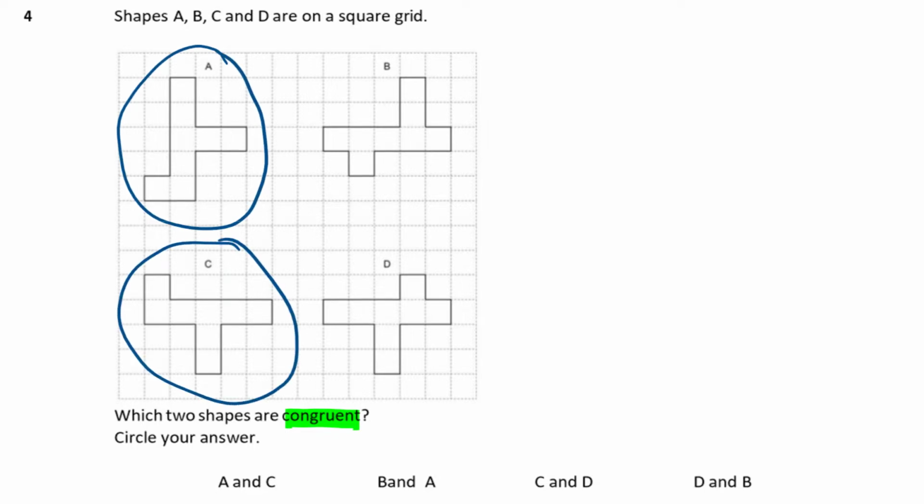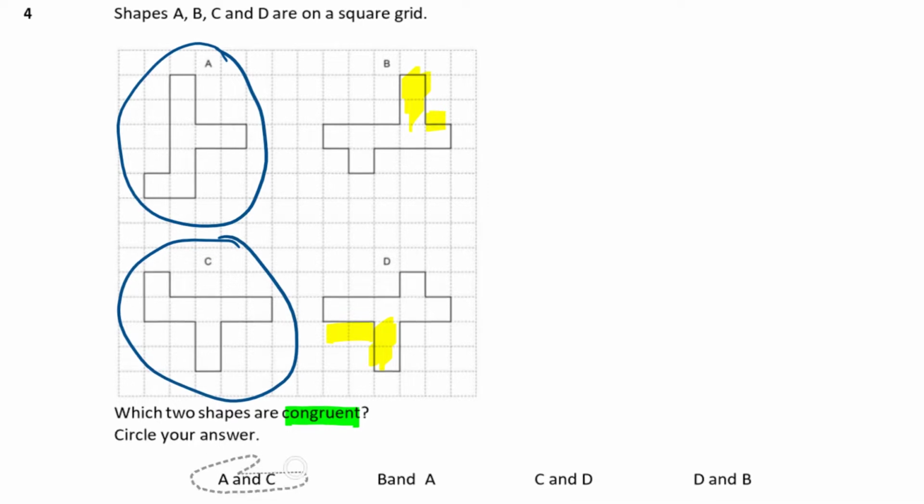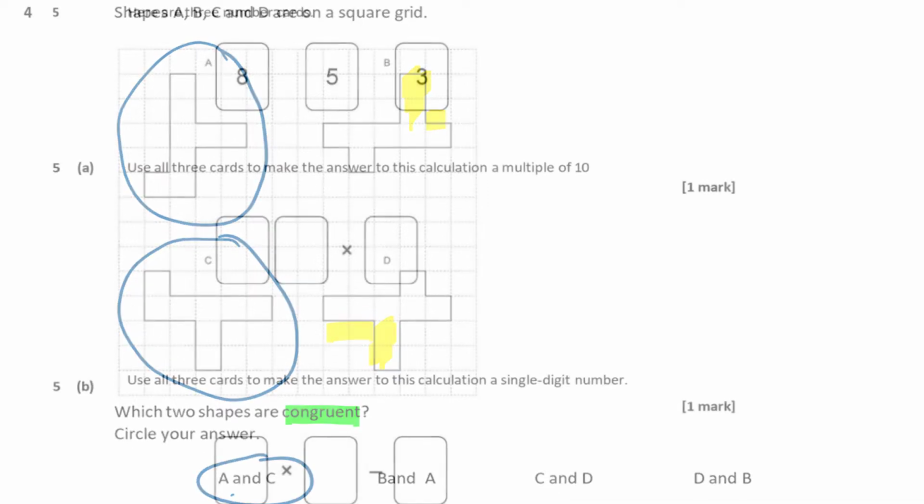I don't know if you noticed with B and D, at first glance they look similar, but the two chunks here is like 2 along, whereas that's only 1 in, isn't it? So they're not quite the same. So it's definitely A and C, I think. A and C. Question 5.